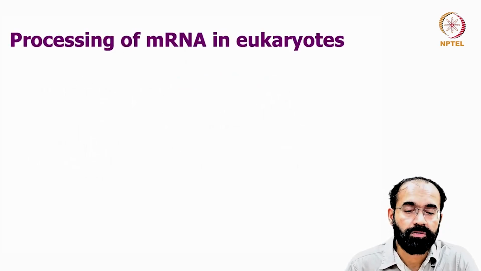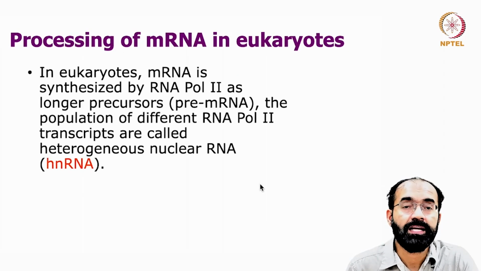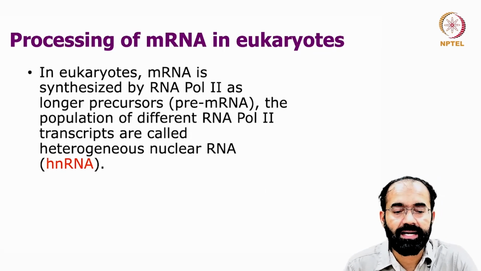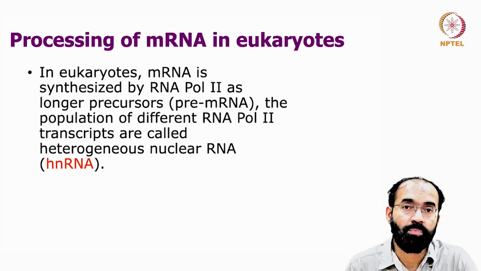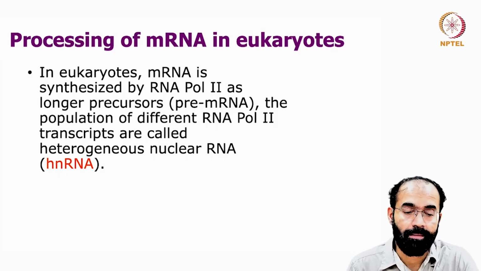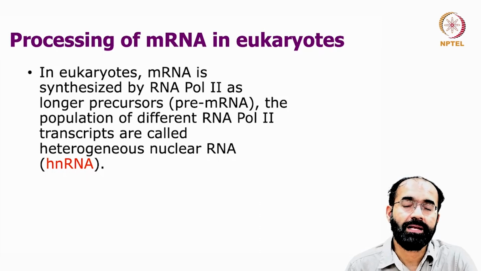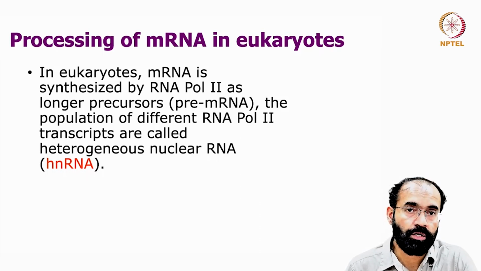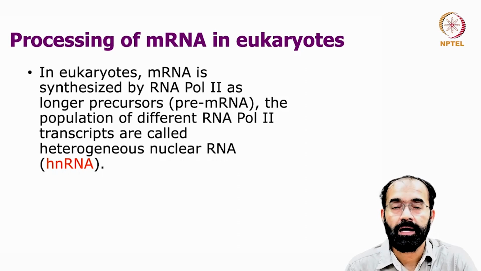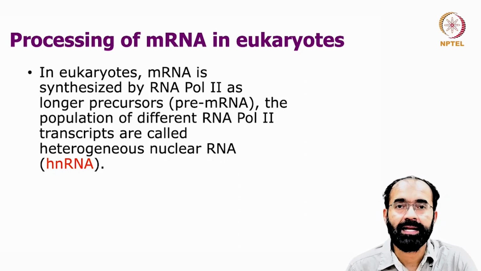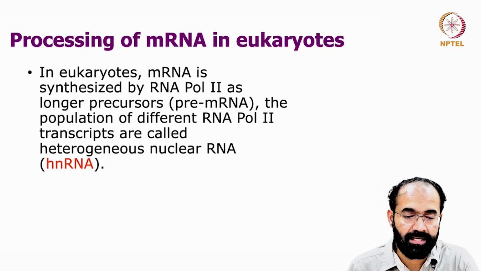So let us see how the processing of mRNA takes place in the eukaryotes. In eukaryotes, the mRNA is synthesized mainly by RNA polymerase II. We know that a total of 5 RNA polymerases are there. Polymerase II is the one which governs the production of mRNA in eukaryotes, and this gives rise to extremely long pre-mRNAs. Why are they long? Because they have introns in between. So the majority of eukaryotic mRNAs will have introns, and these introns are pretty large compared to exons, and this makes the pre-mRNA pretty large.